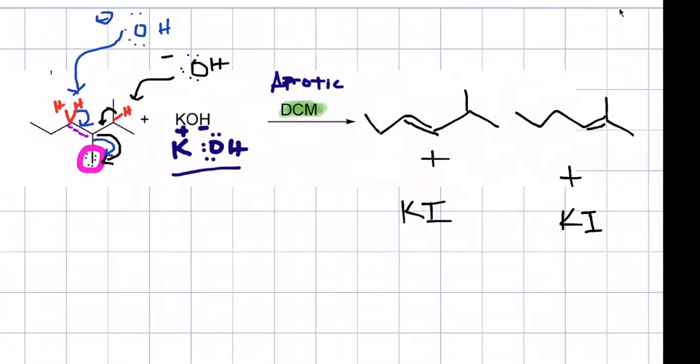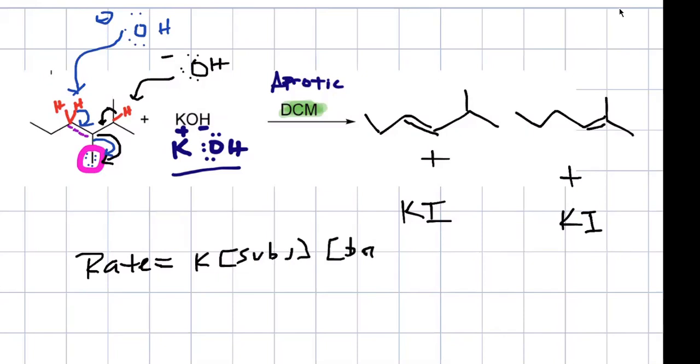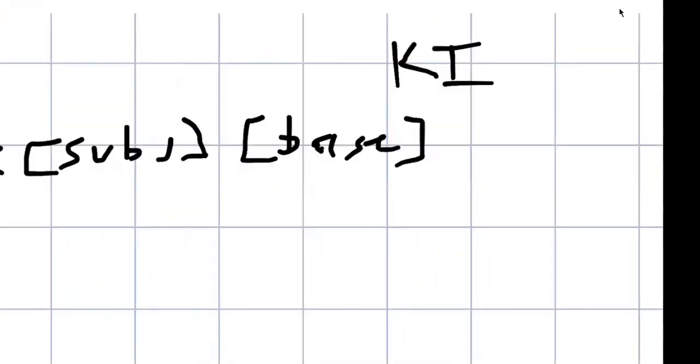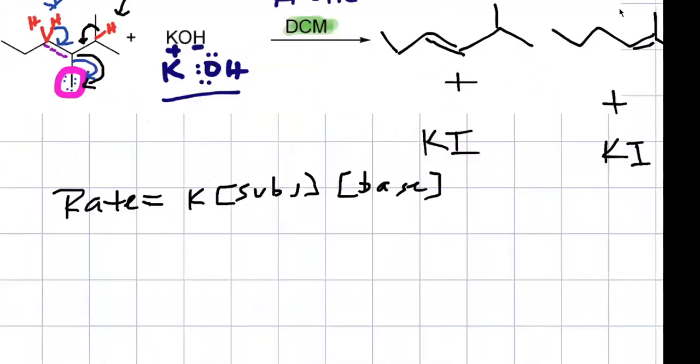So the rate again is K times the concentration of the substrate times the concentration of the base. So if you do anything to the base or the substrate, concentration wise, if you double one or triple one or double them both, then it's going to have an effect on the rate. Right? What do you think happens if I double them both? What happens to the rate? It quadruples. The rate should increase by 4.